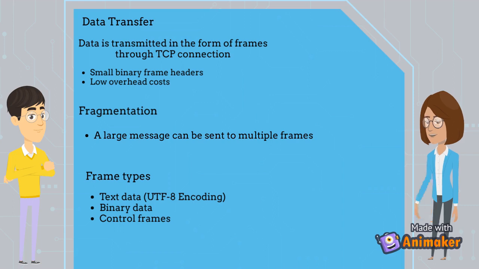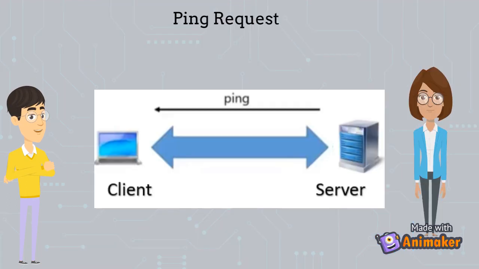In WebSocket there are frames of three types. Frames that transmit text information presented in UTF-8 encoding, frames that transmit binary data, and control frames that are used to maintain a connection.